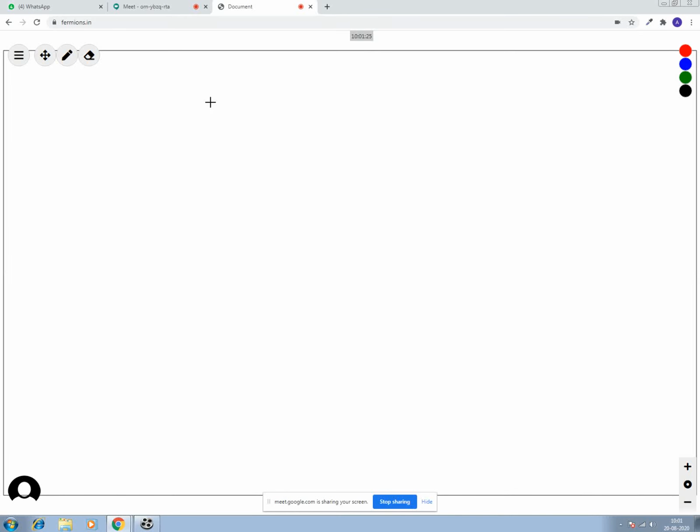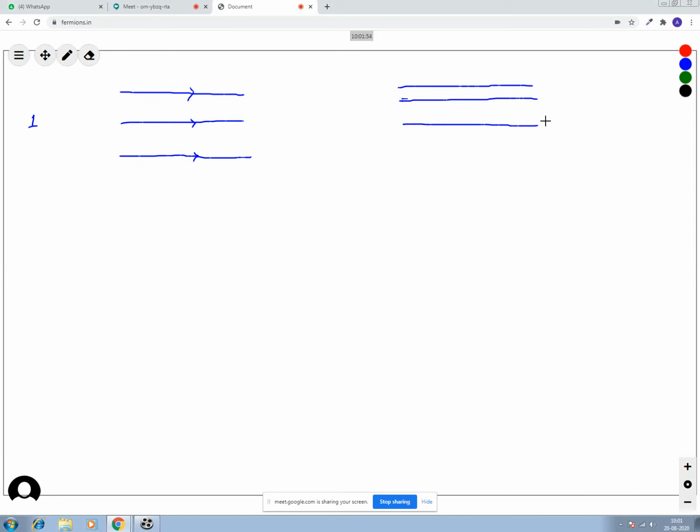Let us understand electric flux properly. If you have any doubt so far, tell me, any doubt? I'll make it clear with some examples. Let us see some examples to understand it. I'm cleaning the board. Let's say I give you a situation like this. This is case 1.